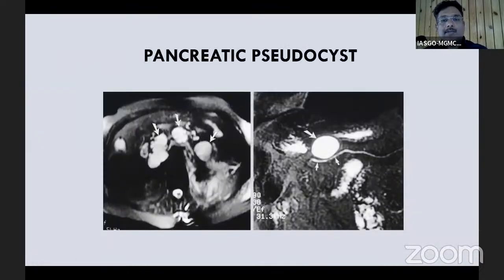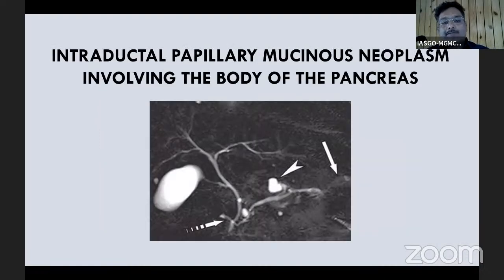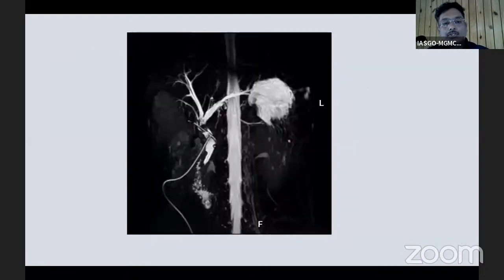MRCP is also useful to confirm whether there is communication between the MPD and the pseudocyst, or if the lesion in the pancreatic parenchyma is communicating with the MPD or not. In that case, it could be an intraductal papillary mucinous neoplasm. So this is a T-tube which is placed outside the common duct.